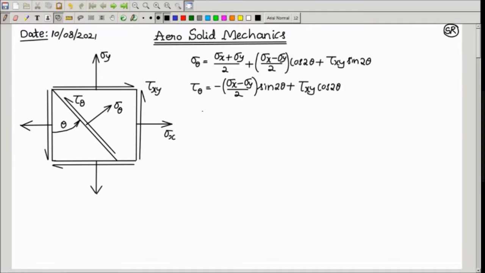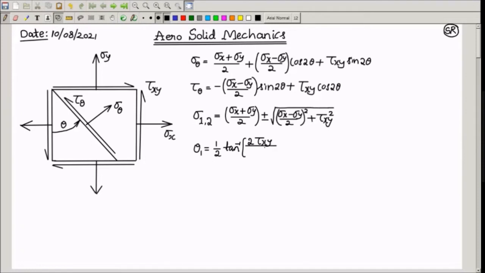And we also know how to calculate principal stresses. When we combine sigma 1, sigma 2, we can write it like this: (sigma x plus sigma y)/2 plus or minus square root of ((sigma x minus sigma y)/2) whole square plus tau xy square. We can also find the angle of principal planes. We have the equation theta 1 is equal to half tan inverse of 2 tau xy divided by (sigma x minus sigma y). That is one of the principal planes.